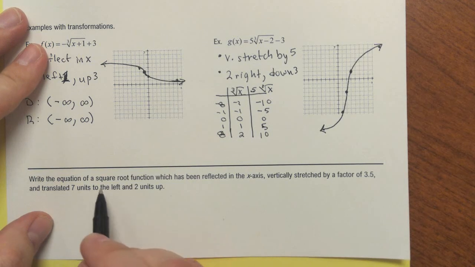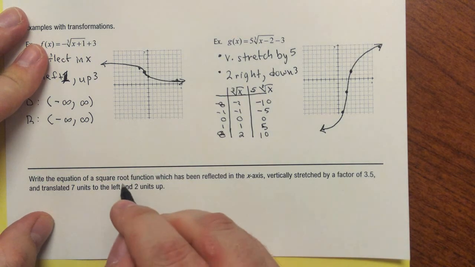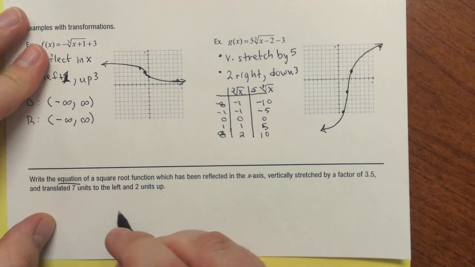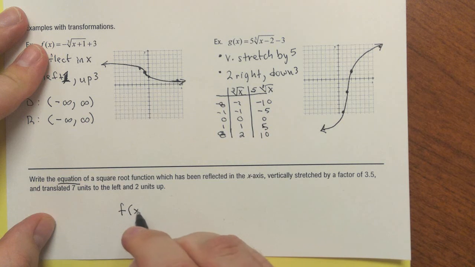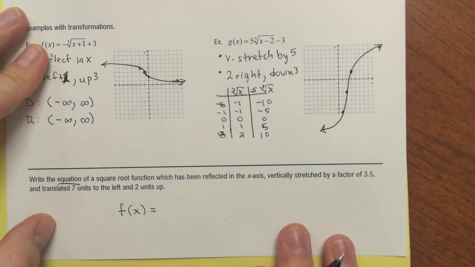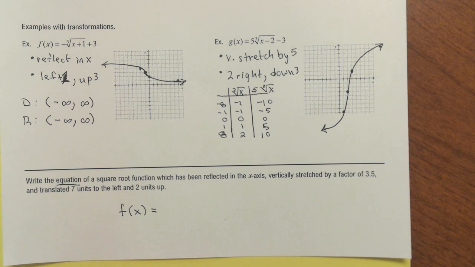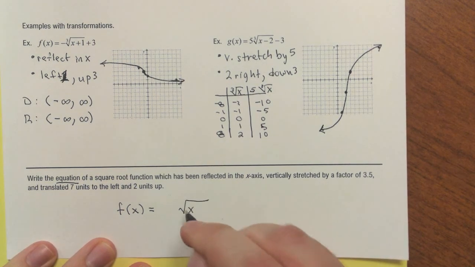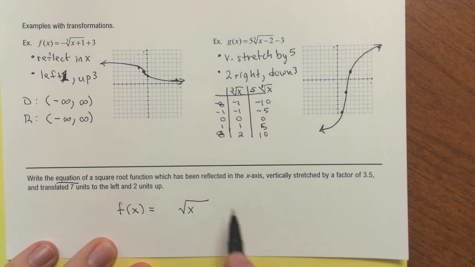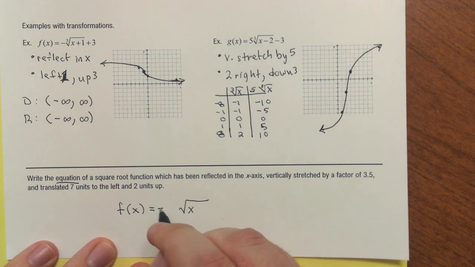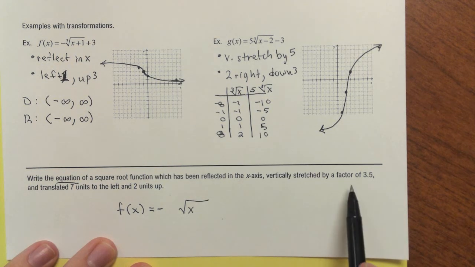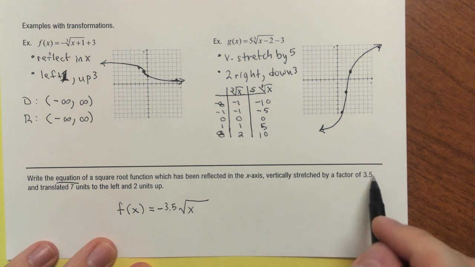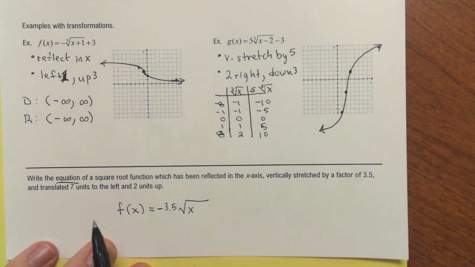So you want to start off with the fact that you have a square root function. Now it says an equation, so you need to say y equals, or f of x, or g of x, not just x or some function of x. And it's a square root function. How do I put all these things in there? There's a reflection in the x-axis, which I know means I need a negative out front. To stretch by a factor of 3.5, and that is a stretch because 3.5 is larger than 1.